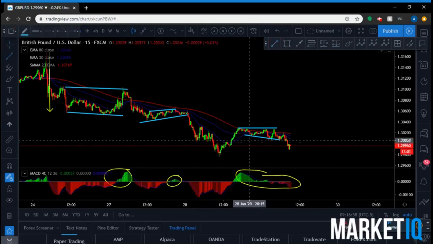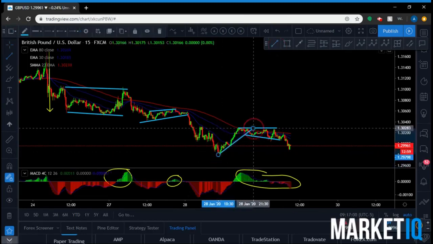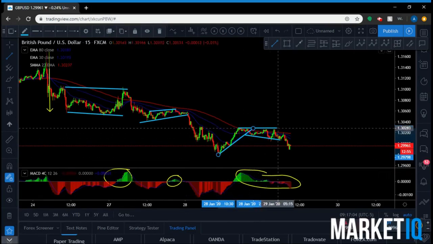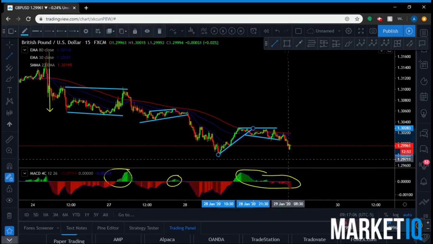And now, current conditions. Price made a correction, gave us a zero cross, and now we're coming back down underneath it. Okay?